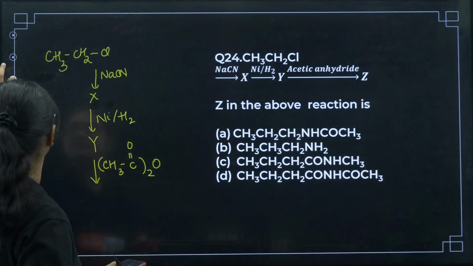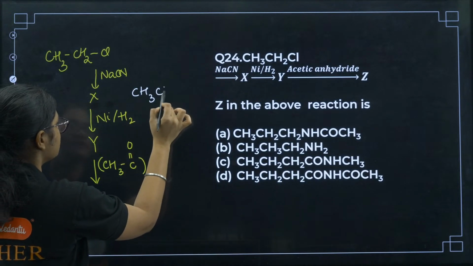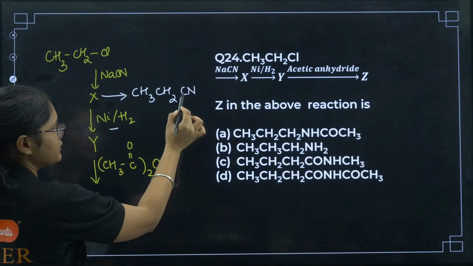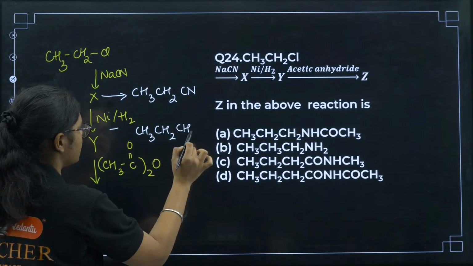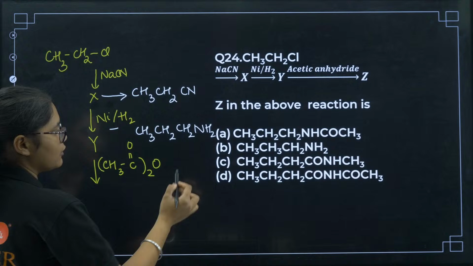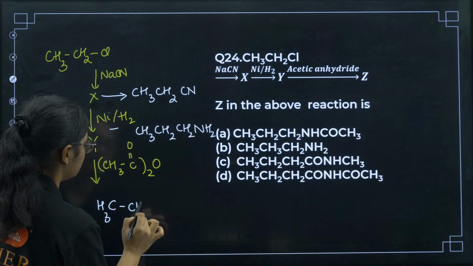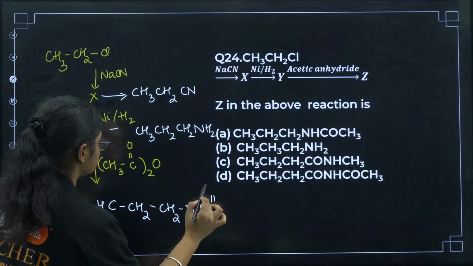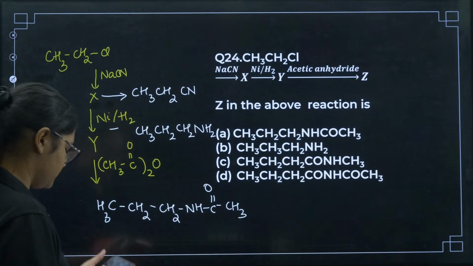Anyone? Please try this question quickly. See, once you treat it with NaCN, what will I get? CH3, CH2, CN. Okay, this is your X. After that, nickel hydrogen, you'll get CH2, NH2. So I will get CH3, CH2, CH2, NH2. Now, if you treat it here, what will happen? One of the hydrogens will be replaced with this one. So you will get CH3, CH2, CH2, NH, CO, CH3.